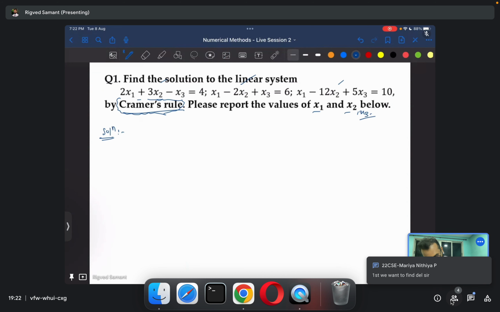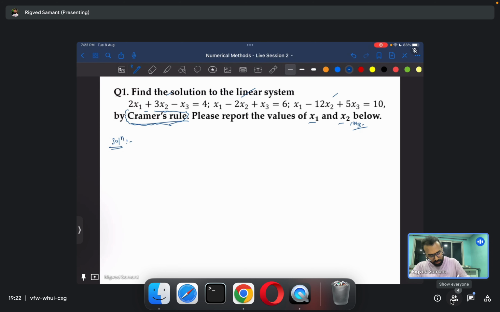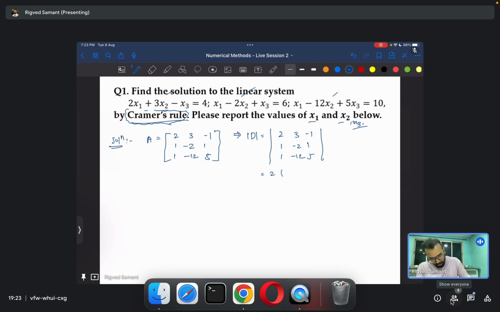Okay. So first you have to, yeah, Maria is correct. We have to first find delta, the determinant of the matrix. So first you write down the equation. The system would be written as 2 3 minus 1, 1 minus 2 1, 1 minus 12 5. By Cramer's rule, first you have to find D. D is nothing but the determinant of the whole matrix: 2 3 minus 1, 1 minus 2 1, 1 minus 12 5. It's pretty straightforward. 2 into 5 minus 10, minus 10 minus 12. Minus 10 plus 12 is 10.